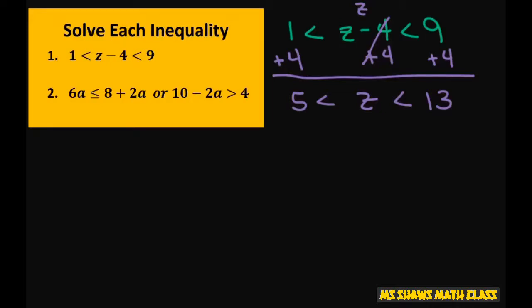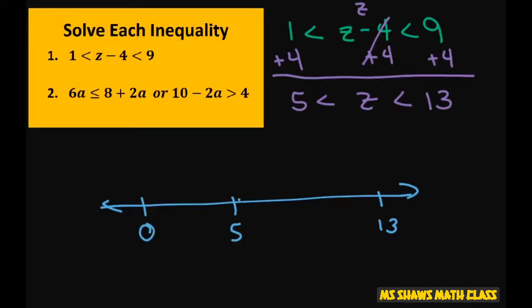Now when I do a number line, I can put the 5, the 13. The 0 would be here somewhere. So it's greater than 5, but less than 13. So it's this shading in here. You could also read that the z is in between 5 and 13 exclusive.